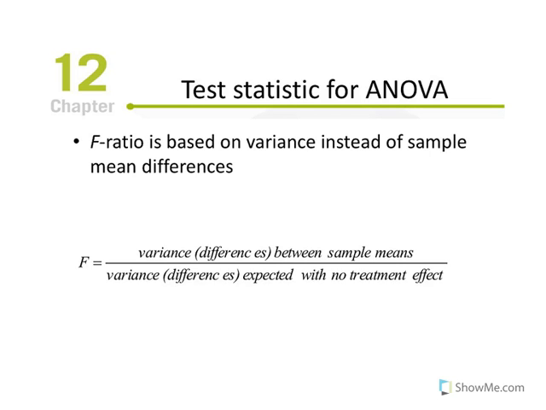So again, variance is representative of the difference between the values in the distribution, or also represents the variation we see between scores in a distribution. So again, the F ratio is computed by taking the variance between sample means over the variance expected with no treatment effect. And I'll go into specifics as to what those two variables represent and how they would be computed.